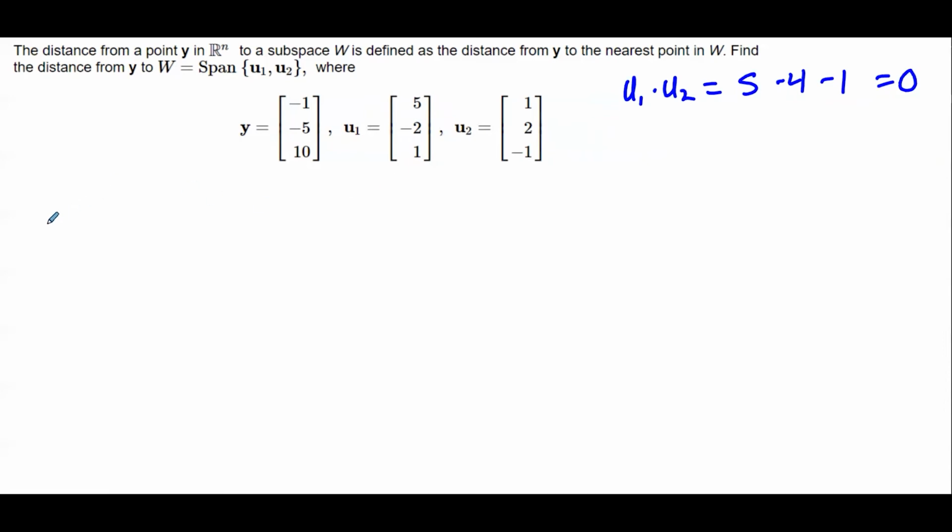Okay, to find the distance from y to W, we need to find that vector z and find the magnitude of that vector. So let's do the projection first.